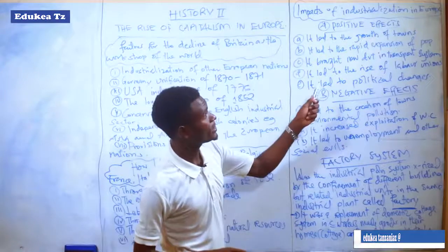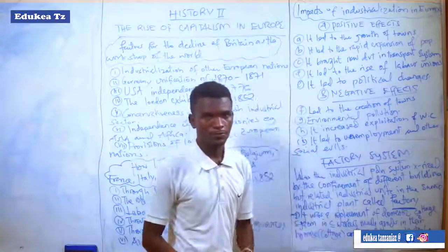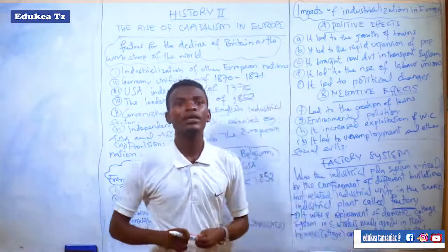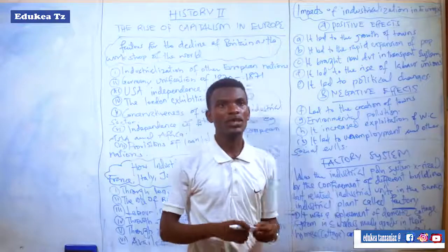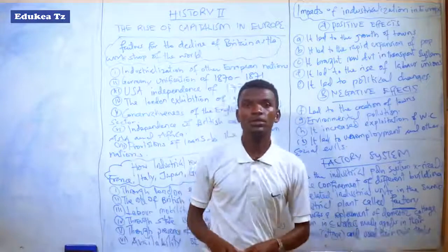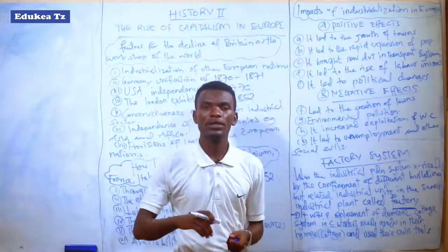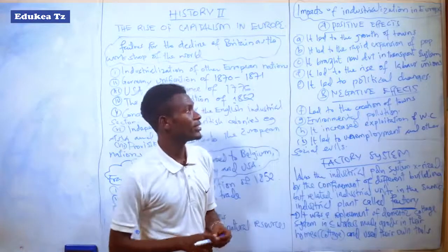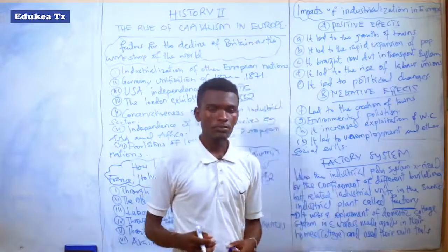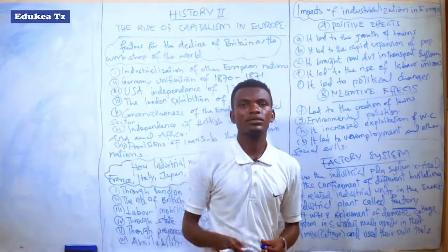The last positive effect of industrialization in Europe was it led to political changes. In which sense? Those industrial owners had domination and influence over the existing government. So all decisions made in the government favored the industrial owners and not the working class. So you can see that those industrial owners had high influence on decisions concerning working class people.